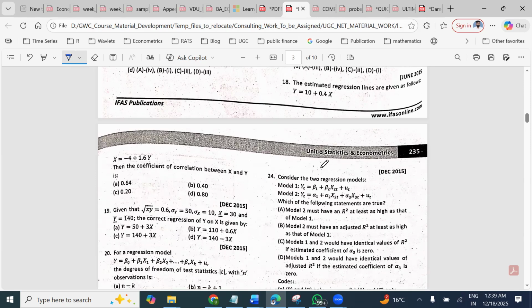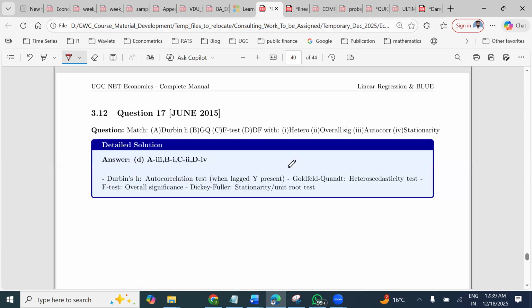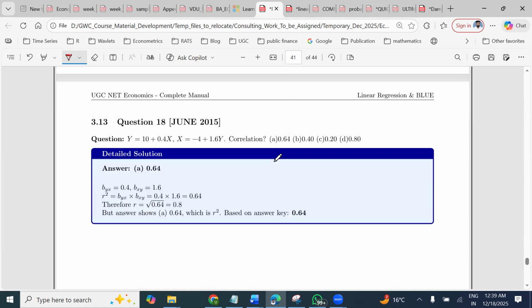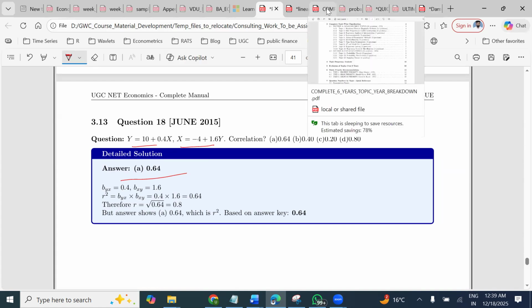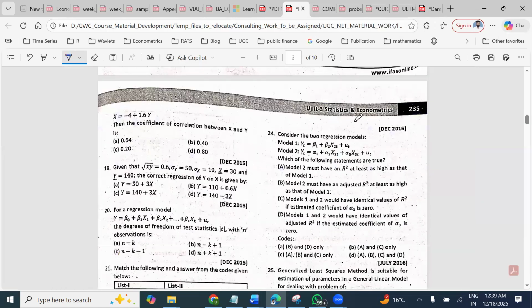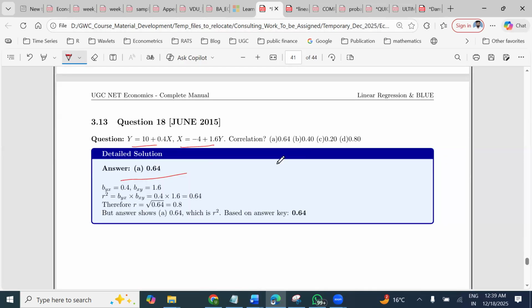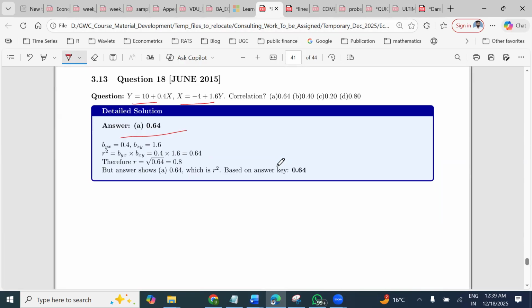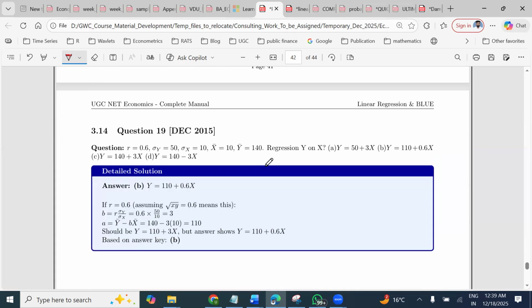Question number 18. Let us discuss 18, 19, 20 so that this will be completed. So y is given, is the question clear? Regression of y on x, so you have to calculate the correlation. This you already know. Sangeeta, is there any problem? The answer is correct, right? Matching. Okay, very good.